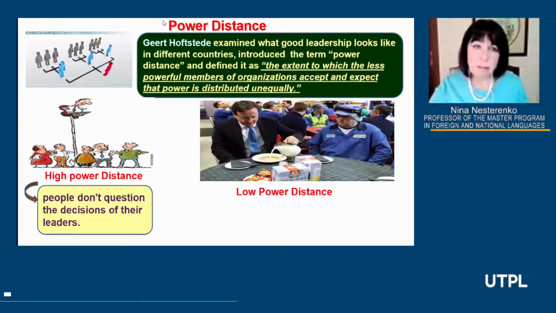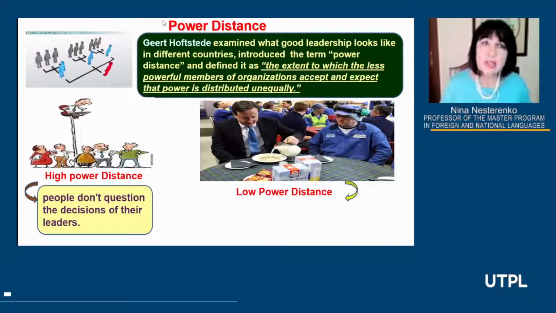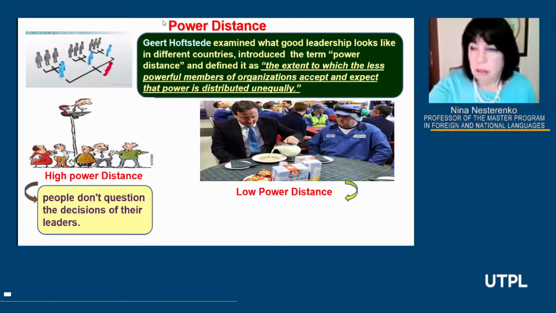But in low power distance countries, let's say in the United States or here in Ecuador, this power distance is not that great.